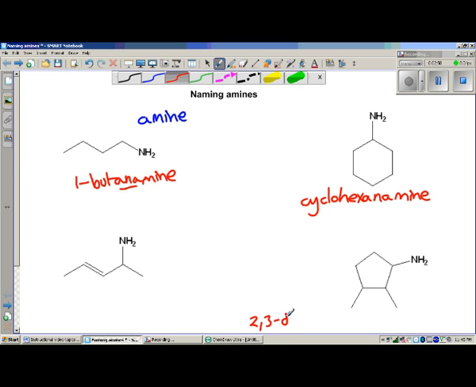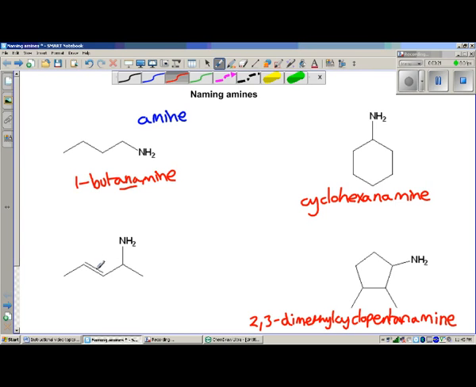2,3. We've got 2 methyls, so therefore we know it's di. Alright, 2,3-dimethyl. And then just the rest of the name, cyclopentanamine. Trying to write this on this board is not the neatest thing around, but hopefully you can read it. 2,3-dimethylcyclopentanamine. It's quite a mouthful. All right, let's move on to this last one.